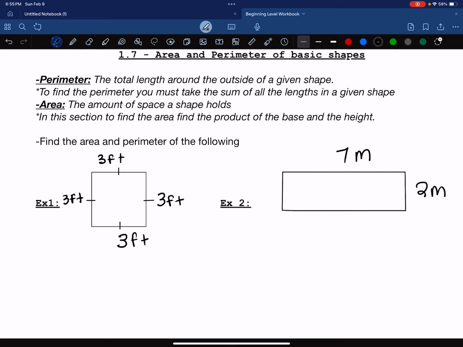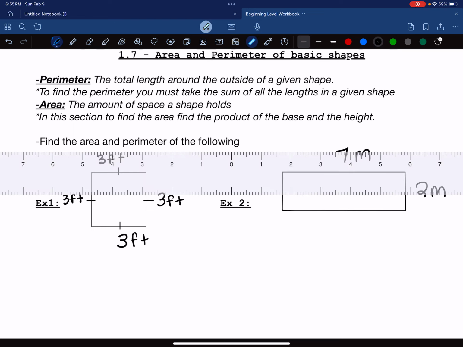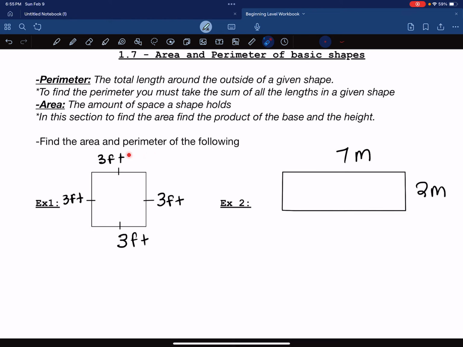And also one thing is, if you're told that a shape is for sure a square, it has all the same side lengths. All those side lengths are equal. So you don't necessarily need these dashes to be told that these lengths are equal, if you were told it's a square. But if you aren't told, you can't assume that unless you are given those dashes. But let's find the perimeter.